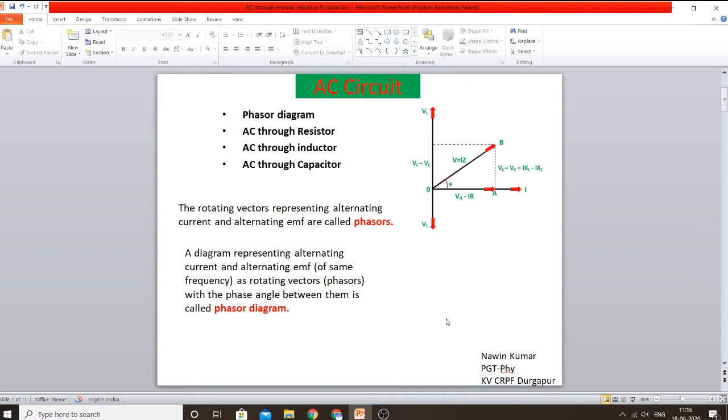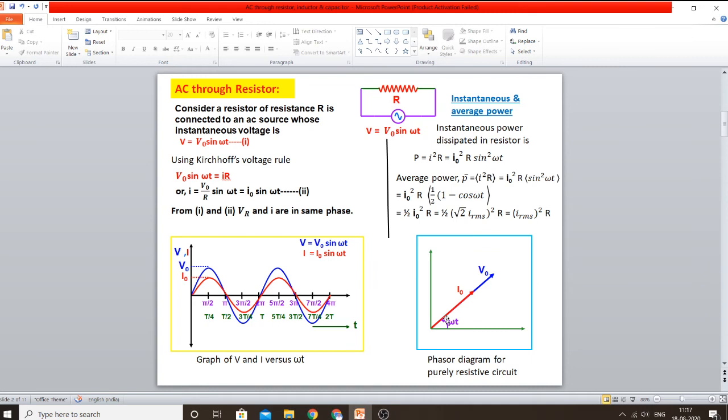A diagram which represents alternating current and alternating voltage of same frequency as phasors with the phase angle between them is called the phasor diagram. Here in the diagram in front of you, that is the phasor diagram of an RLC circuit that we will see later on. First, AC through resistor.